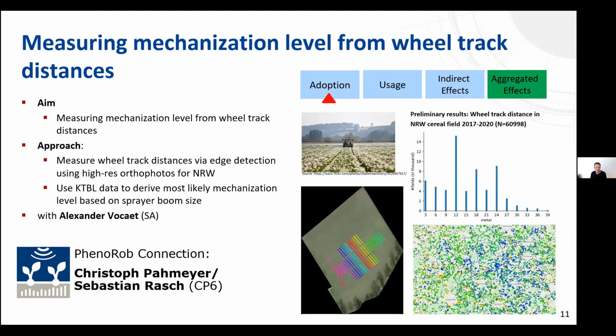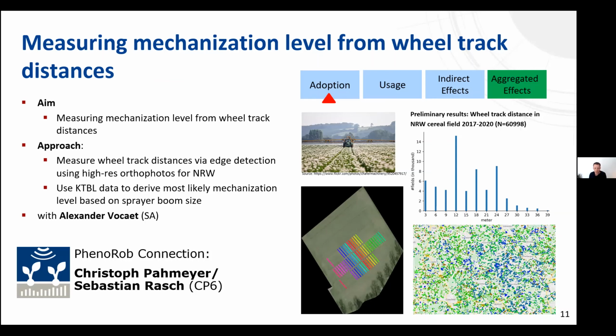The next thing is a smaller project I'm doing together with a student assistant, Alexander Fokart, who's doing the technical implementation. The core idea here is that we want to measure the mechanization level of farms by measuring the distance between the tractor tracks in fields, because we assume that the distance is a measure of the size of the machinery that the farmer is using. For North Rhine-Westphalia, we have high-resolution orthophotos available, and we're using an edge detection algorithm to measure these distances.